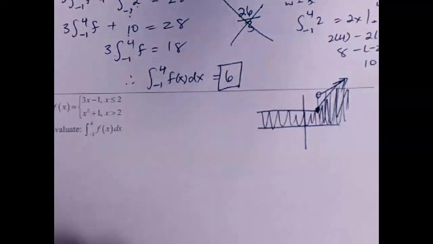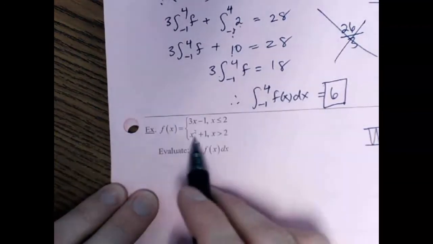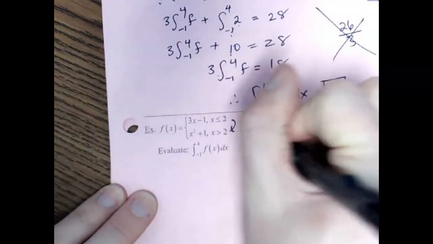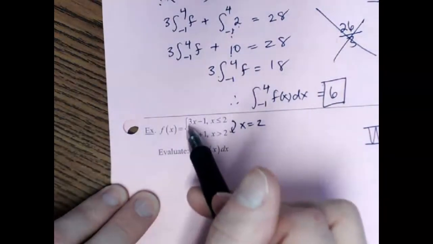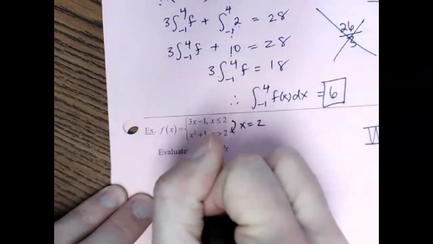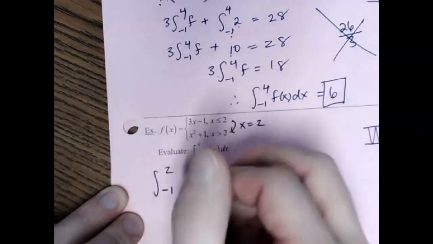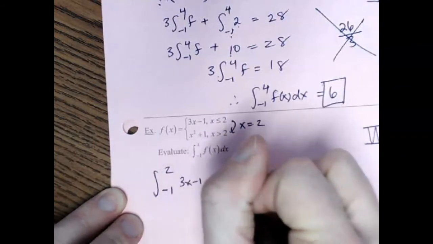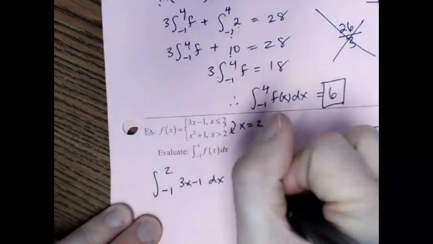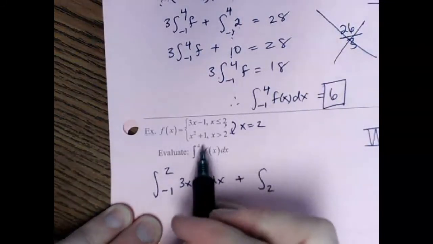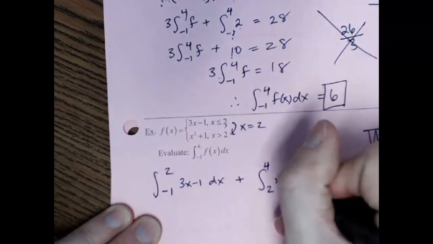Anyways, if I want to integrate from -1 to 4 of this function, remember, x equals 2 is your transition point. That's where you would switch from one to the next. That means I'm going to integrate this function from -1 to 2. So I'd integrate this piece, 3x minus 1, from -1 up until 2. That's where you switch over. Then I'd have to pick up where I left off from 2 to 4. And then I would be integrating the other piece, x squared plus 1.